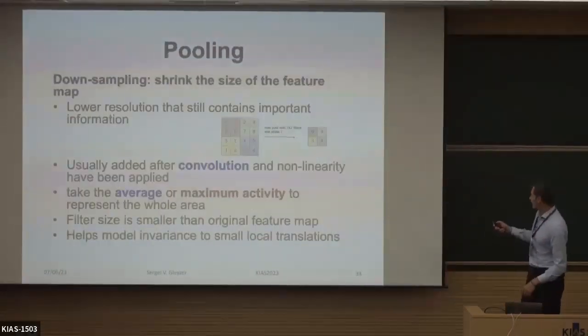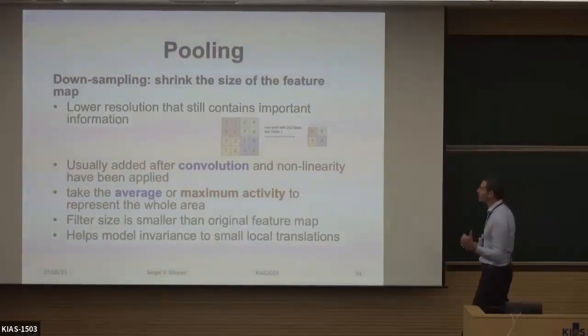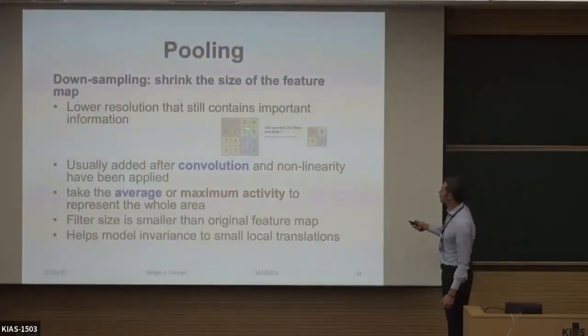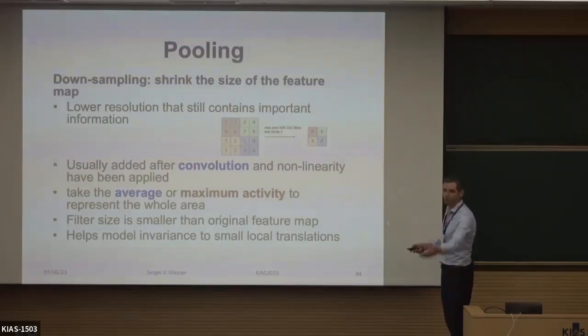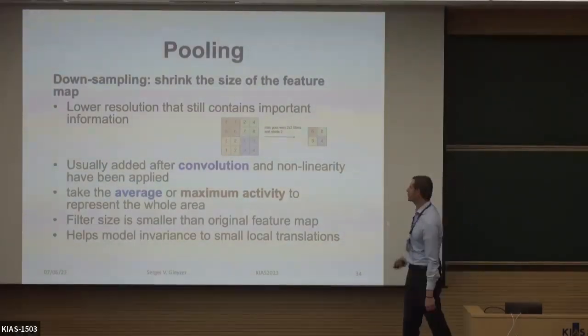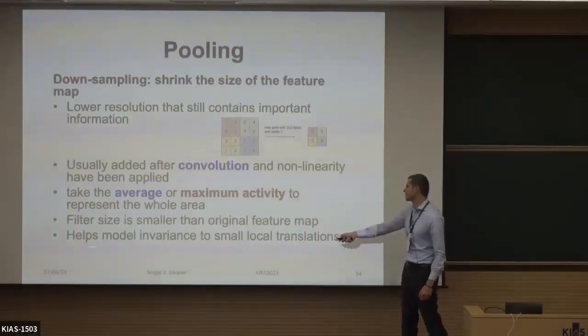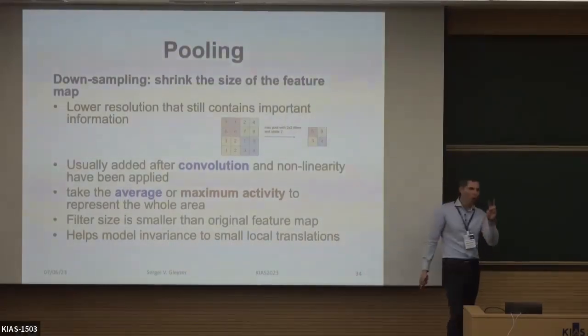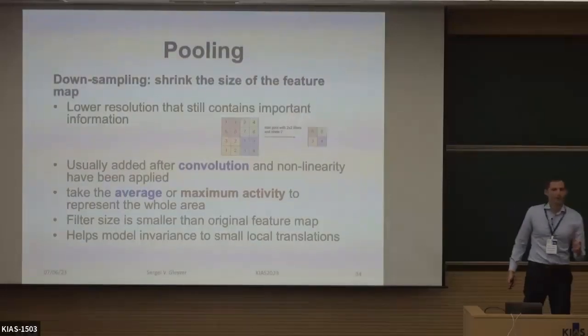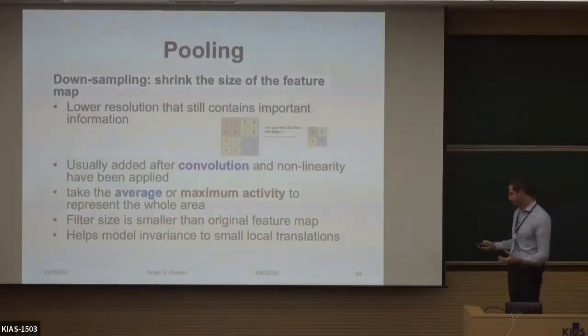Now, in the case of pooling, all you're doing is downsampling. You take, let's say, the average or the maximum pixel of each one, as you've heard I think in one of the earlier talks. In the end, this helps you to introduce some kind of invariance to small local translations. That's what that gives you.